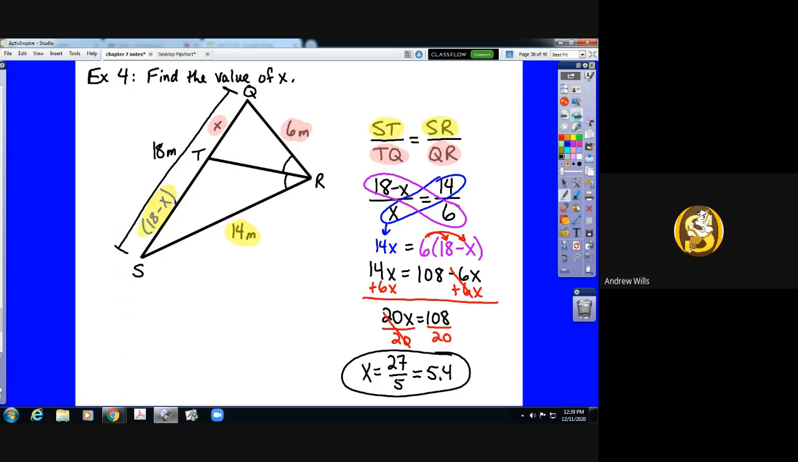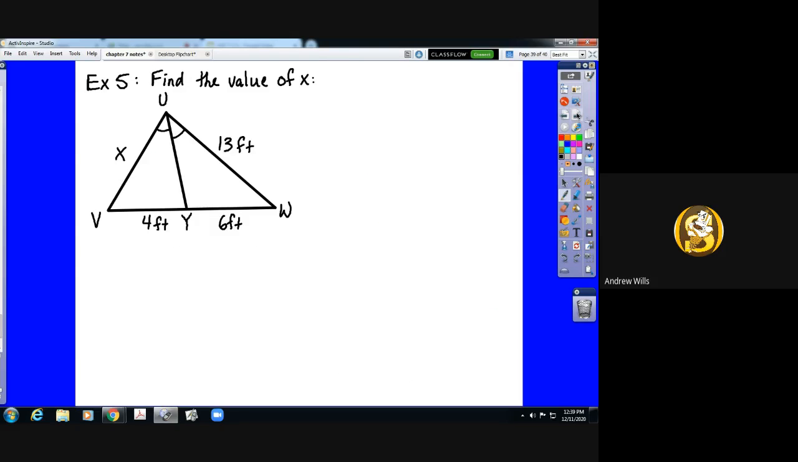This one I think is a little bit easier because we don't have to do as much to set it up. So what I want you to do is I'm going to give you about a 20-second head start on me. I want you to get out ahead of me. Okay, set up the proportion, solve for x.